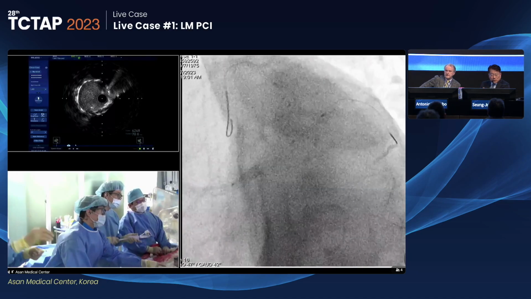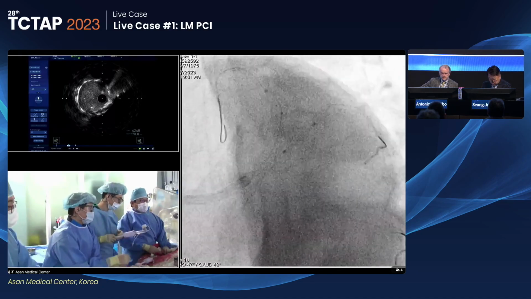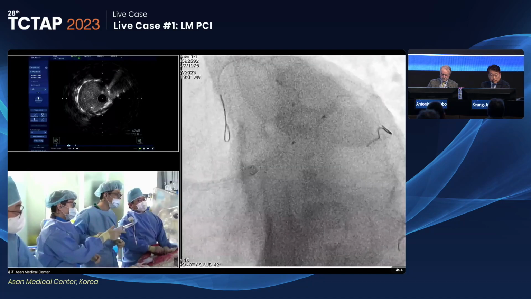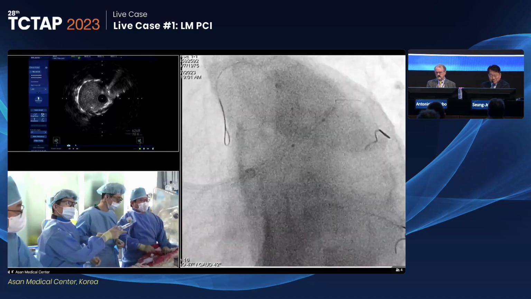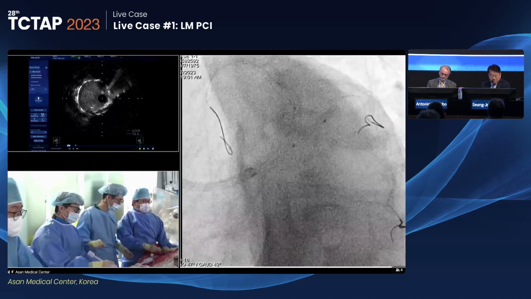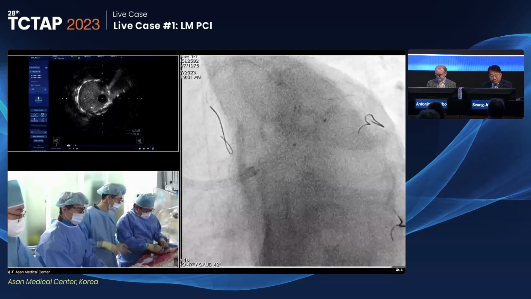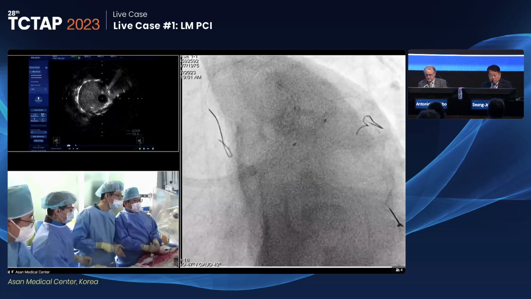We didn't see that. How would you pass the balloon? Simply using the anchor to the LAD, anchor using the high pressure balloon, and then another 3.5, 3.0.